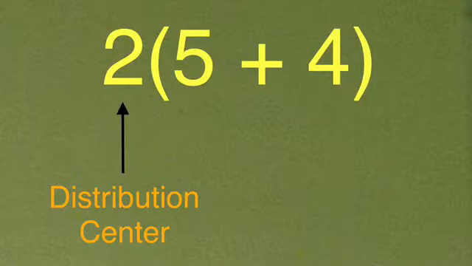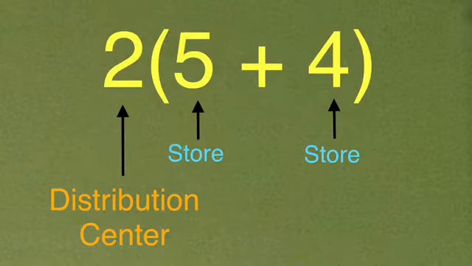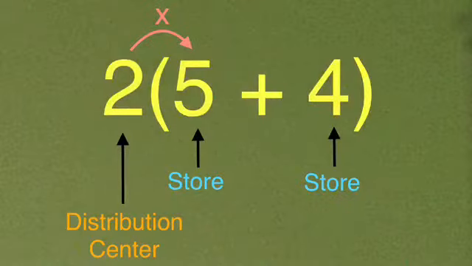Here's how it relates to math. Let's say the term on the outside of the parentheses is similar to the Walmart distribution center. All the terms inside the parentheses would be the Walmart stores. So if the 2 is the distribution center, it's going to travel or take the products to each of the stores inside the certain area or inside the parentheses. So the 2 must deliver products to the 5 and the 4.